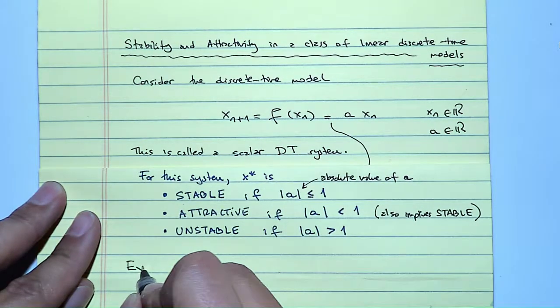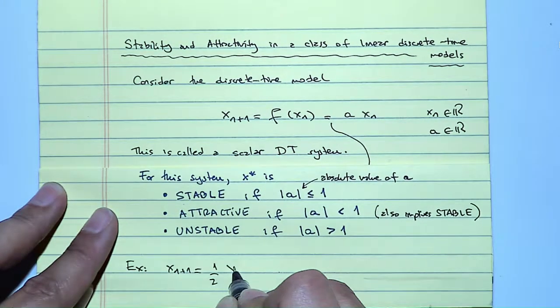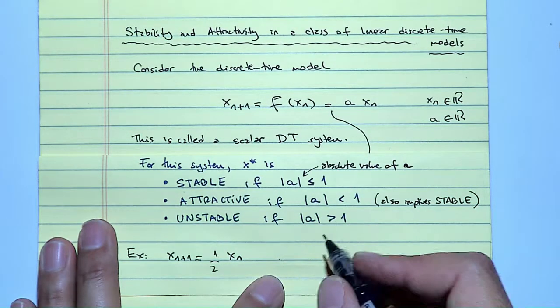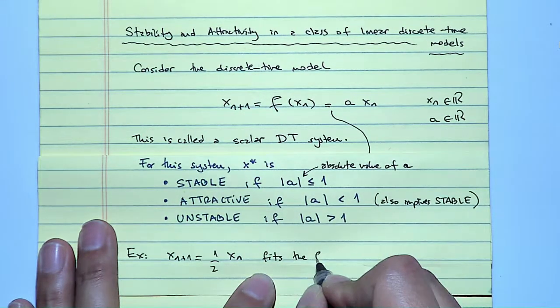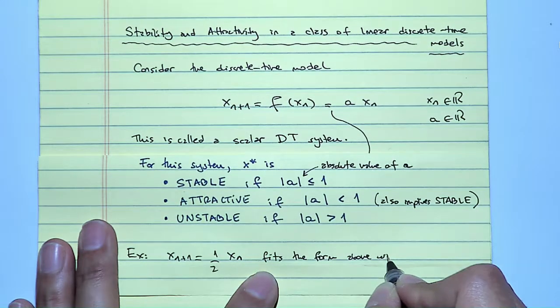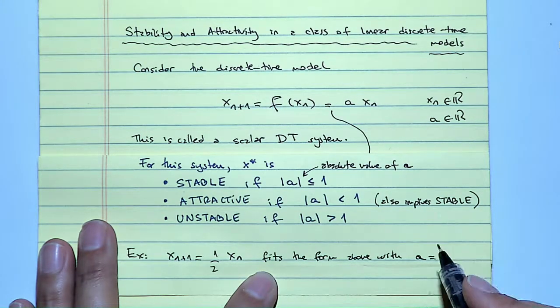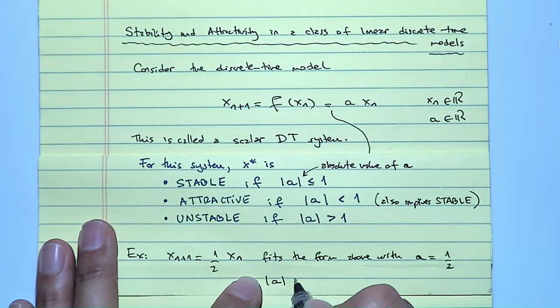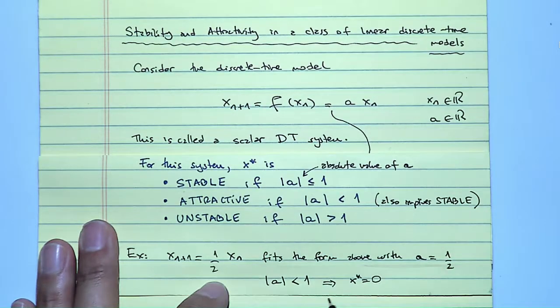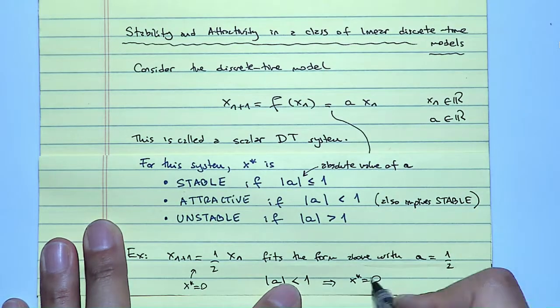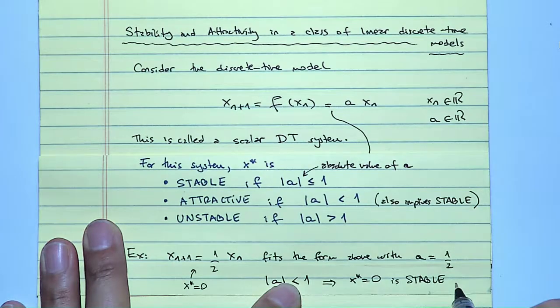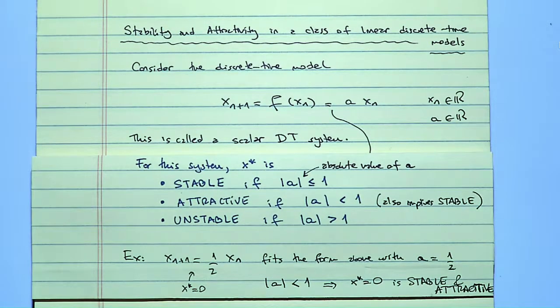And you did this already for one example. Remember, x n plus 1 equal to 1/2 of x n. This fits this form that we have right here with a equal to one half. And since the absolute value of A is less than 1, then we have that x star, which is the only fixed point, the fixed point for this is just 0. X star equal to 0 is stable and attractive. And what is the beauty of that? Is that we didn't need to compute any orbit. We just check the size of this number A in front of it. Okay? Questions?